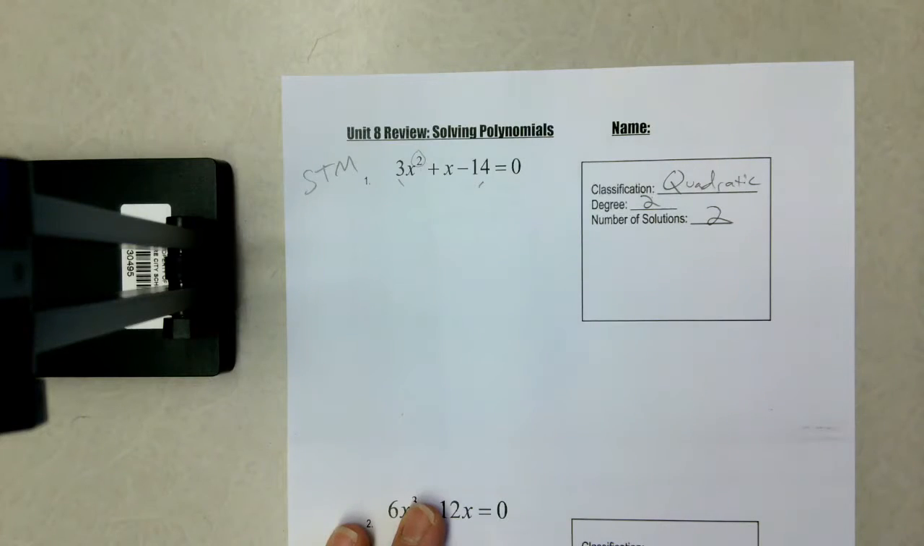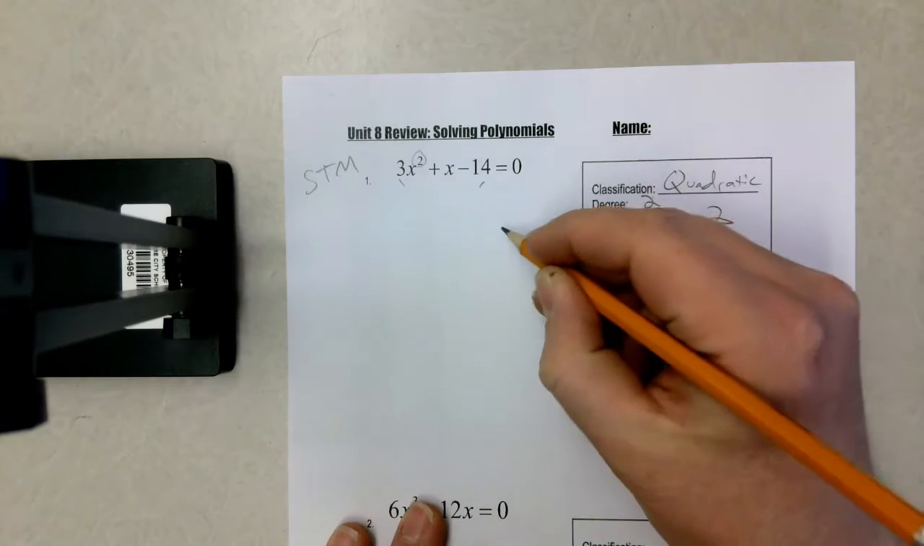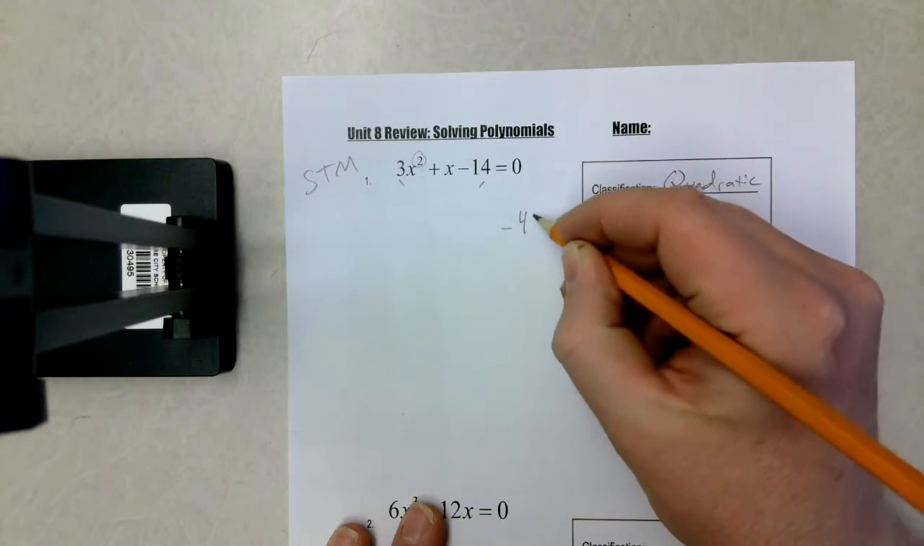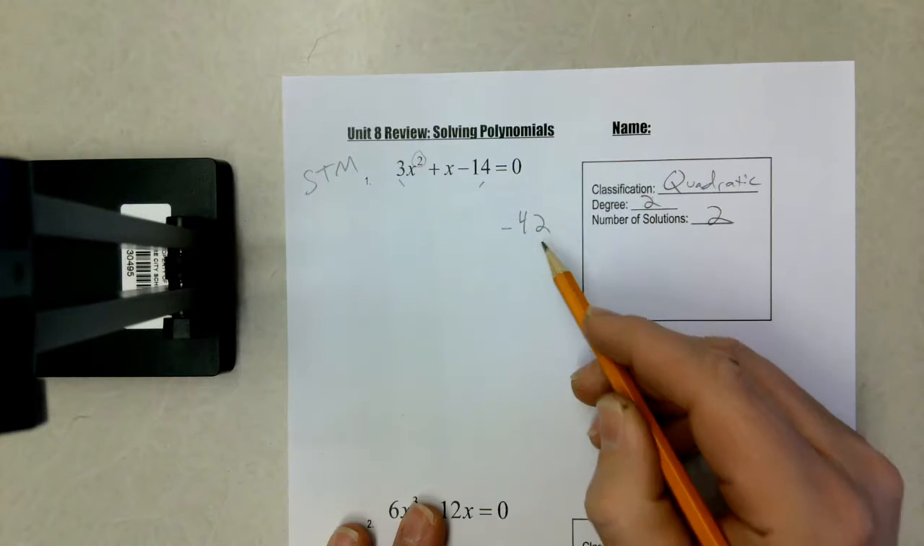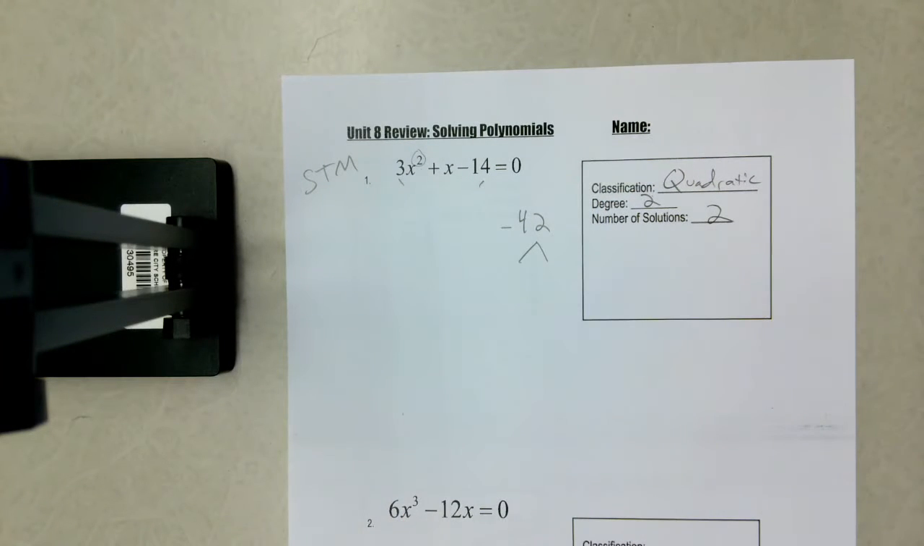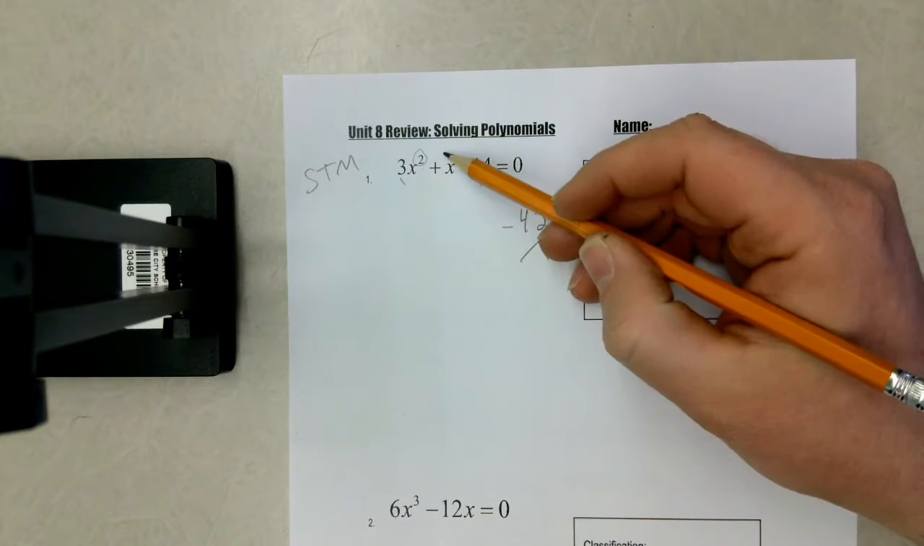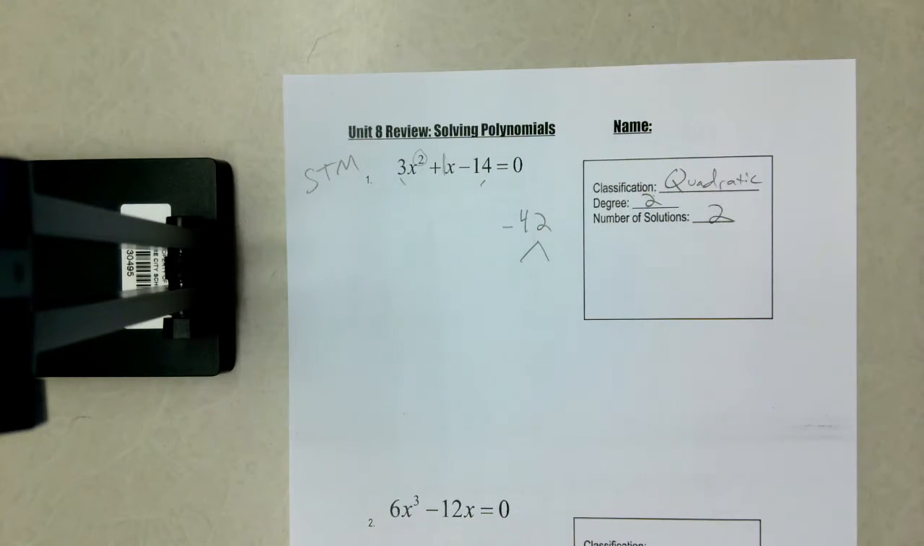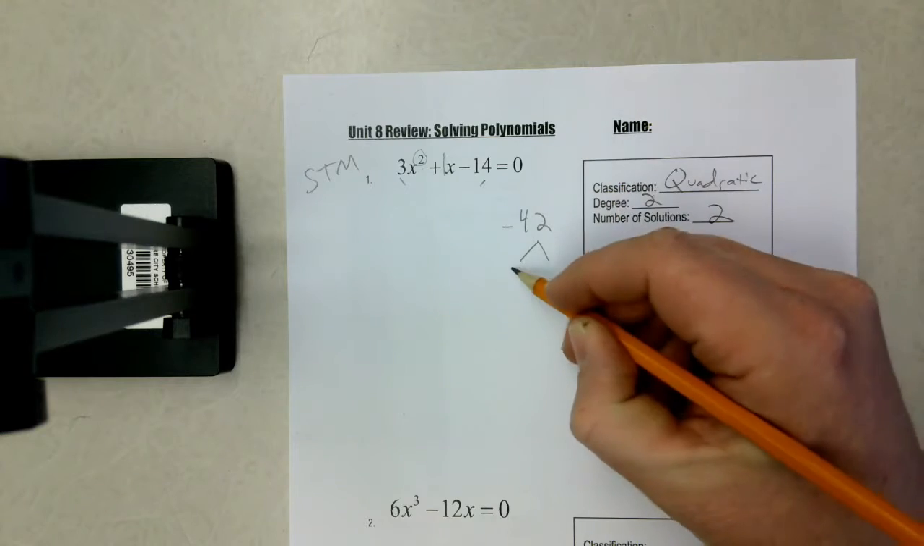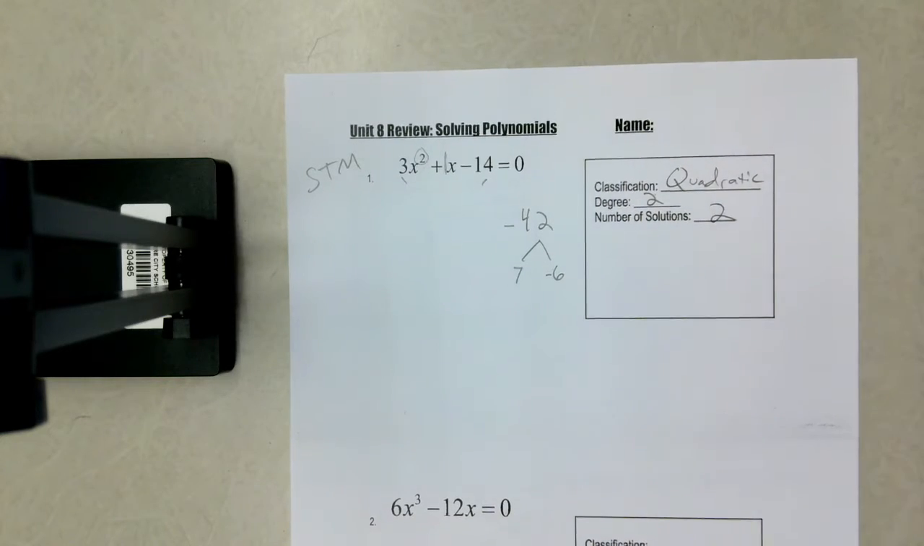3 times negative 14 would be negative 42. And now we have to find two numbers that multiply to negative 42, but also add to positive 1. That's the whole splitting the middle. And those two numbers are positive 7 and negative 6.